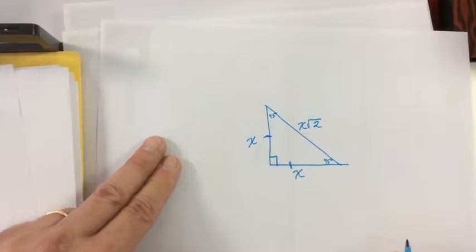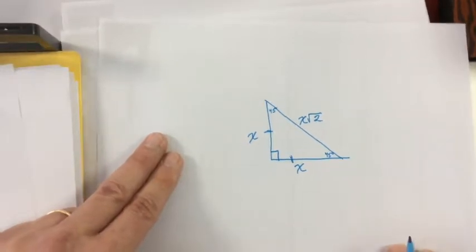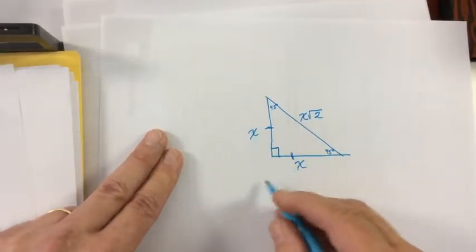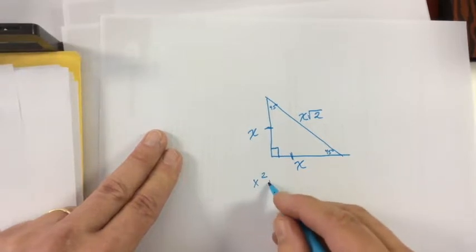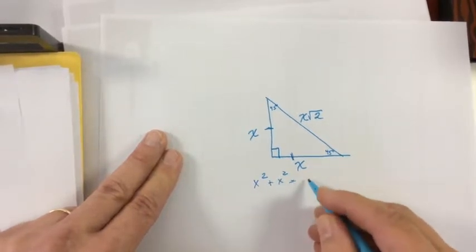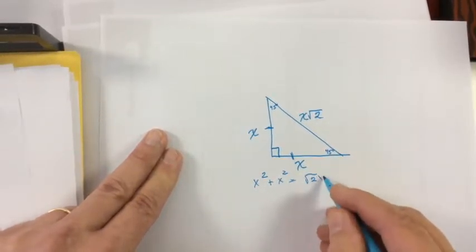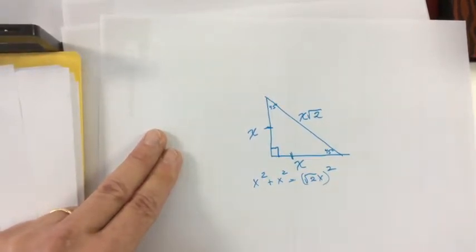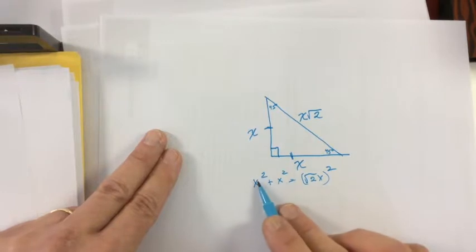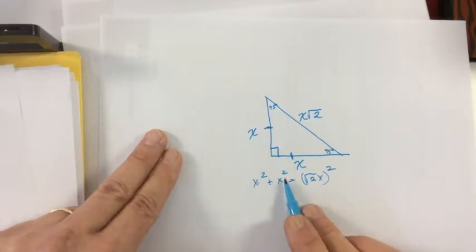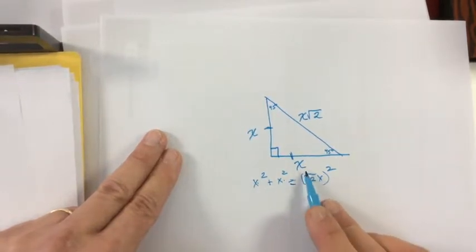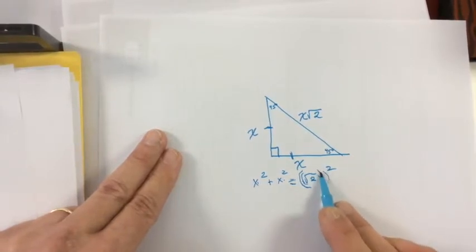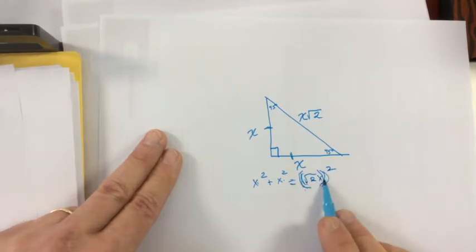Why is it the square root of 2? Because x squared plus x squared is equal to the square root of 2 times x, in parentheses, squared. This simplifies as 2x squared.